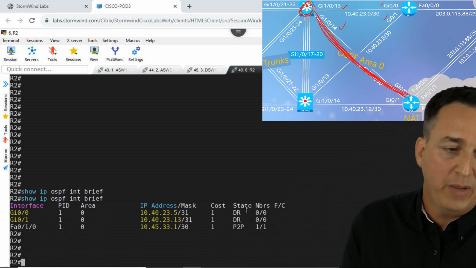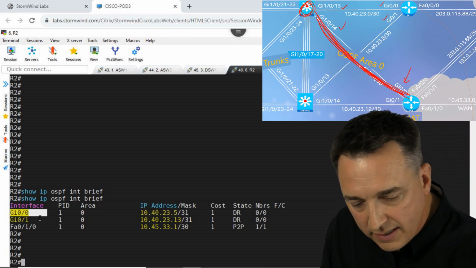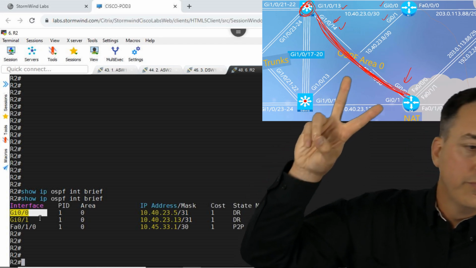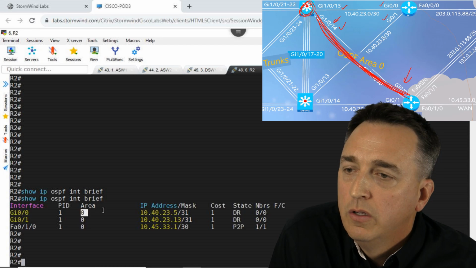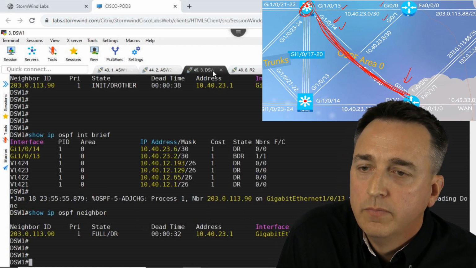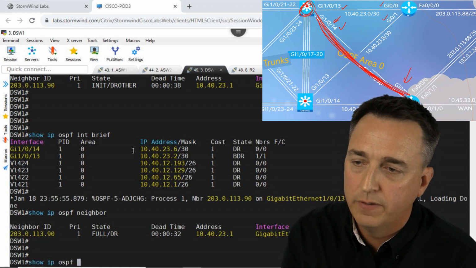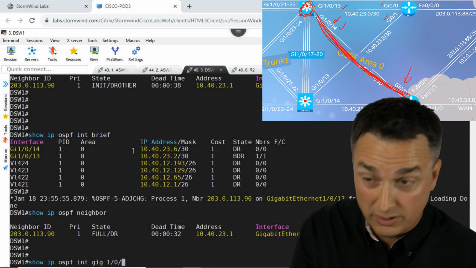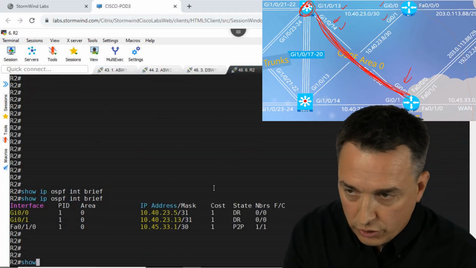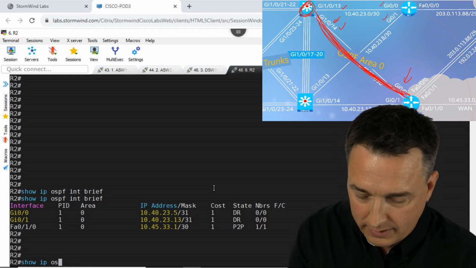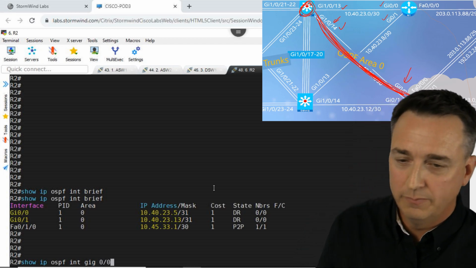Okay, so it is participating. And we're going to be focusing on gig 0/0. So this interface here and this interface here. Let's get that link up and running, folks. So what do we want to check here? We'll check show IP OSPF interface gigabit Ethernet 1/0/14 we said. And then we'll go over to R2, show IP OSPF interface gigabit Ethernet 0/0.